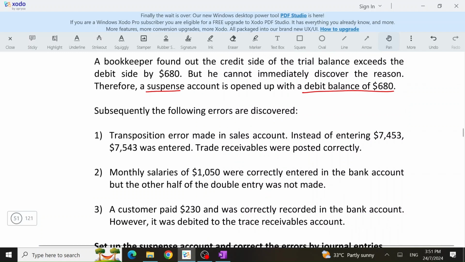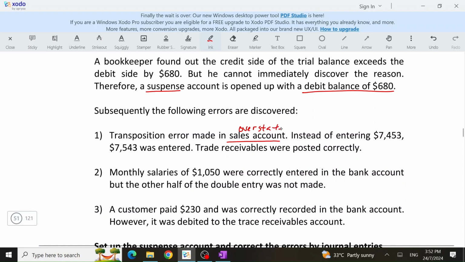The first one, a transposition error made in the sales account. Instead of entering 7453, 7543 was entered. Entered to where? Sales account. Okay, what is the difference? 90. Okay, let me ask you, your sales account now is understated or overstated? Overstated. By right it should be 74, but you entered as 75. Too high. Overstated.